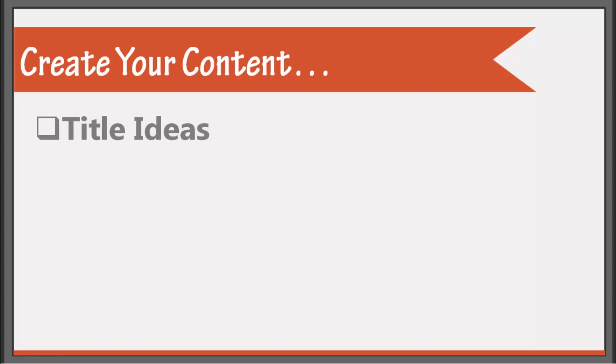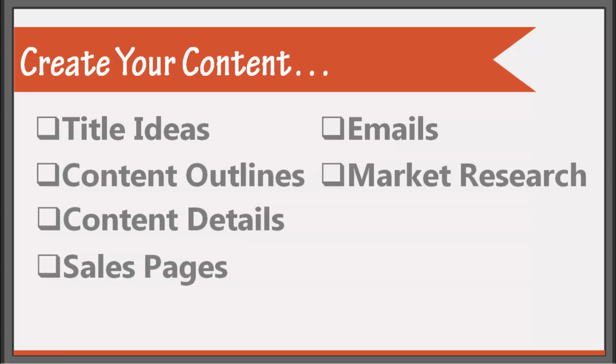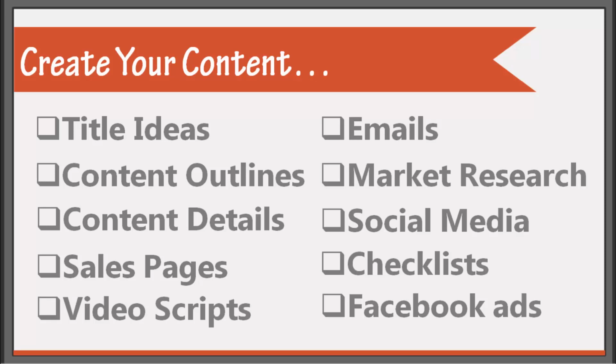So that wraps it up. We covered how to use AI for your title ideas, content outlines, content detail, sales pages, video scripts, emails, marketing research, social media posts, checklists, and Facebook ads. I hope this helps you in your content creation. Let me know how this works for you. Since this is a new tool, I'm sure they will be making a lot of changes, but for now, it's a free resource that, if used wisely, has the potential to save you a ton of time.